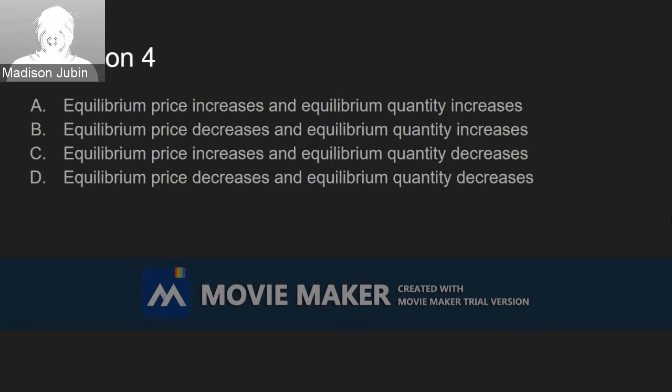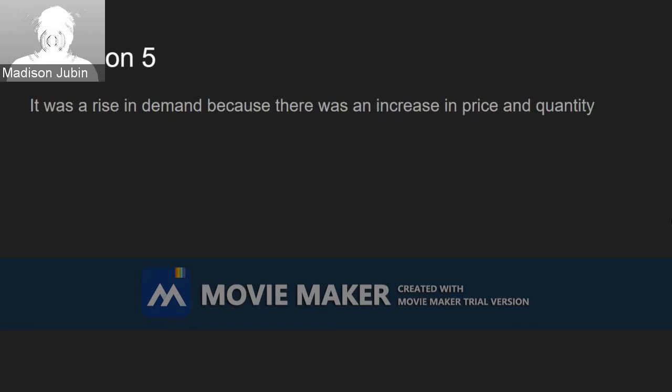For question 5, the best way to think about the rise in oil prices in the last 10 years as China and India have become richer is that it was a rise in demand because there was an increase in price and quantity.